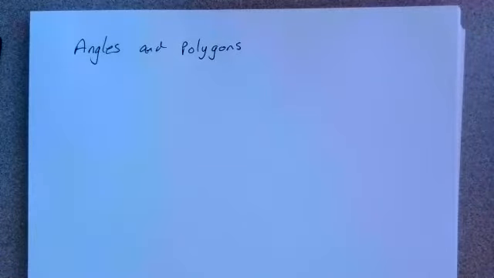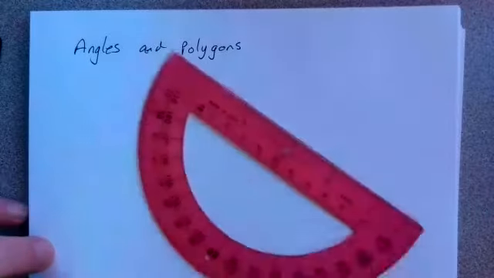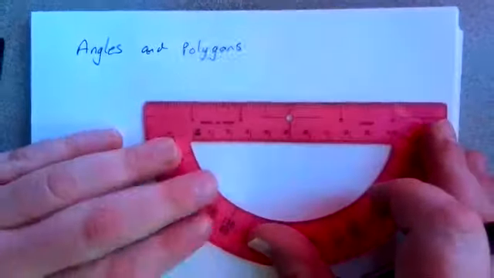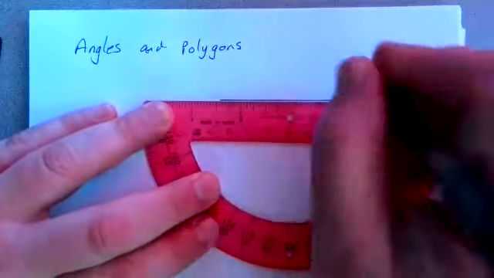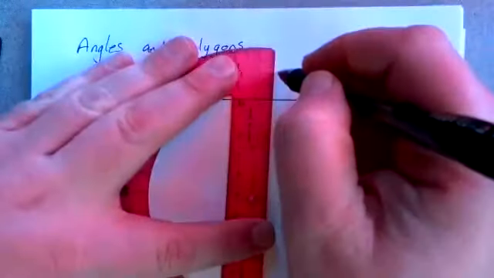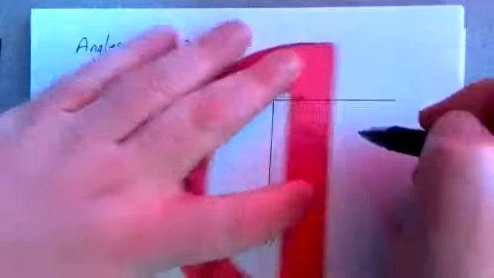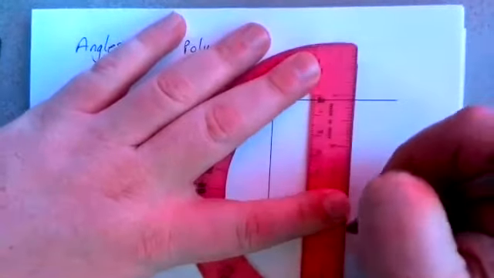All right, so here we're looking at the angles and polygons. We don't have a lot of time to mess with this, so here's what I'm going to do. I'm going to create this chart. This chart is something that's going to help us keep track of a bunch of information as we go along. So on your paper there, let's go ahead and create a chart.